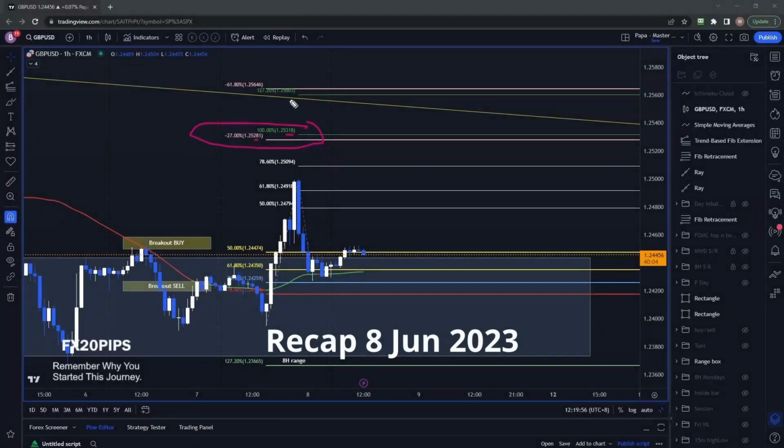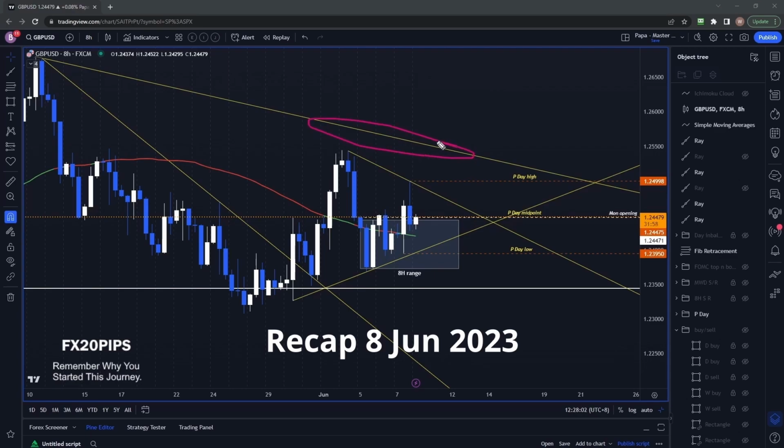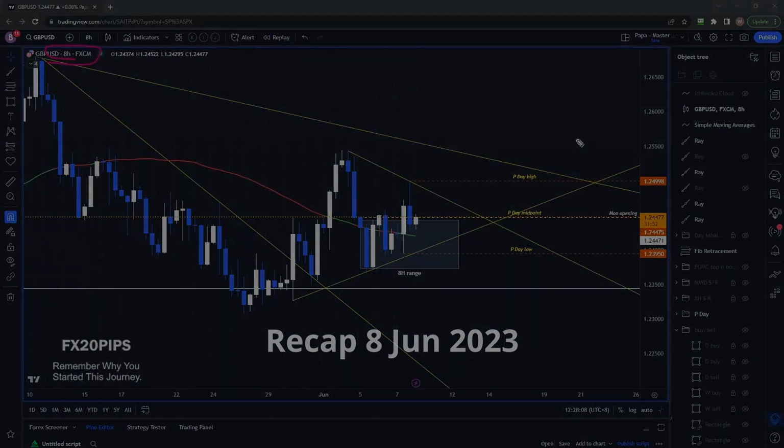So possible resistance here, which is your TP level. If you want to take TP, that's about it. Trend lines that we still need to cross, or touch at least. Right, so this is for the 8 hours analysis.